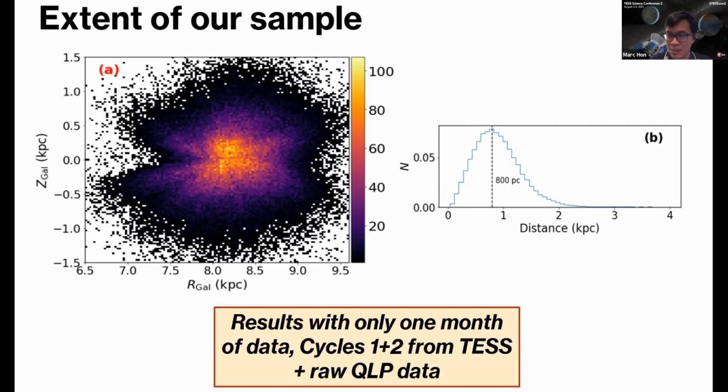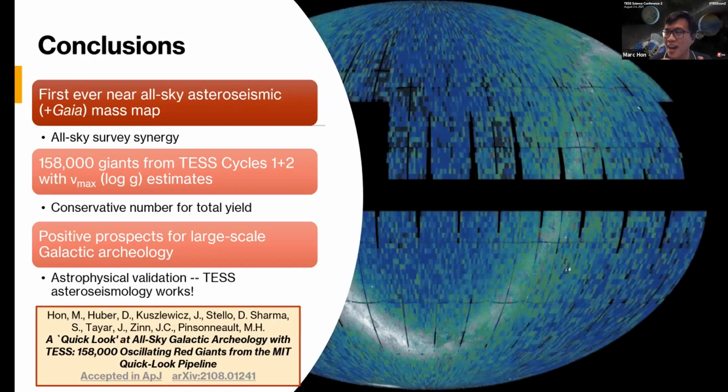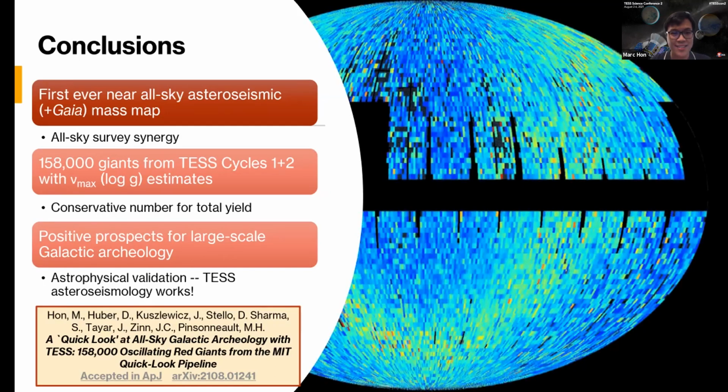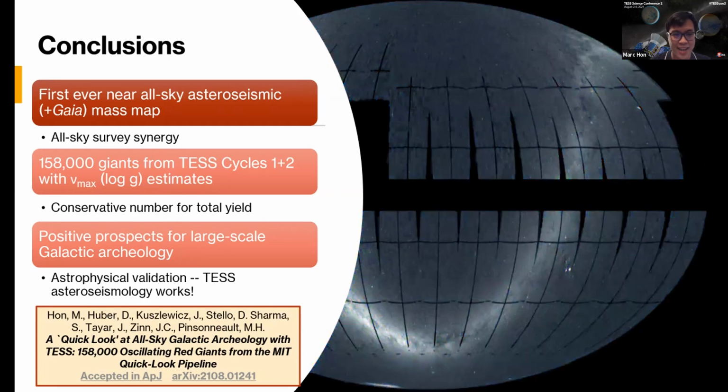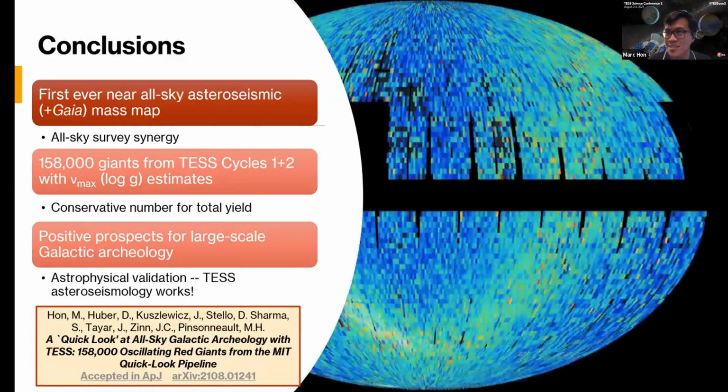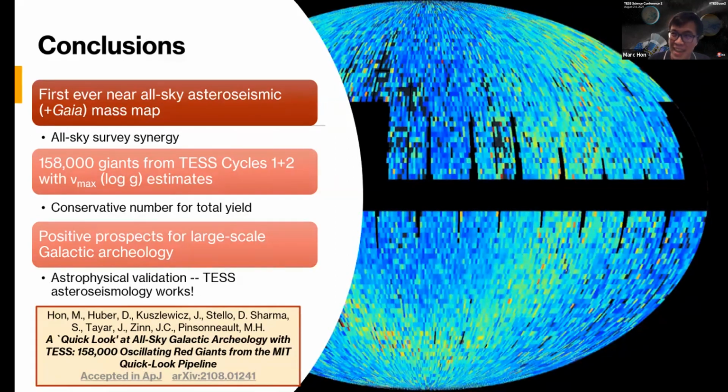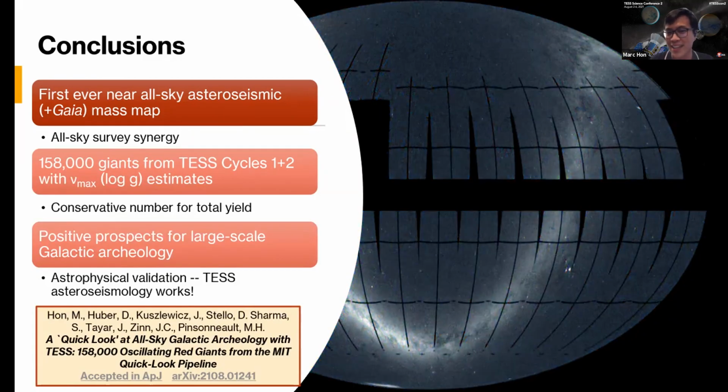So here is where I'll leave you with my takeaways. We have presented the first near all-sky seismic mass map of the galaxy. We have close to 160,000 oscillating giants across the sky. And the term bright is something that we normally use to describe the stars observed by TESS. But I think the term bright can also be used here to describe the future of galactic archaeology with TESS.